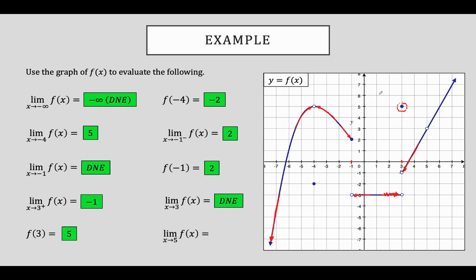And finally, one last one. The limit as x approaches 5 of f of x. Well, what is the limit of f of x as x approaches 5? Here I have x equals 5. As I'm traveling along my curve, my x values get closer and closer to 5. What are my y values getting closer and closer to from both sides? The y values from both sides get closer and closer to 3. Therefore, we can confirm that the limit of f of x as x approaches 5 is equal to 3.